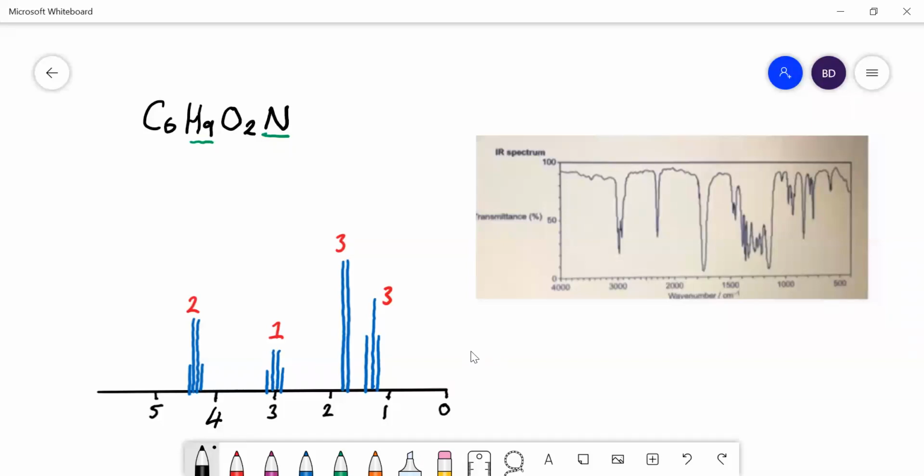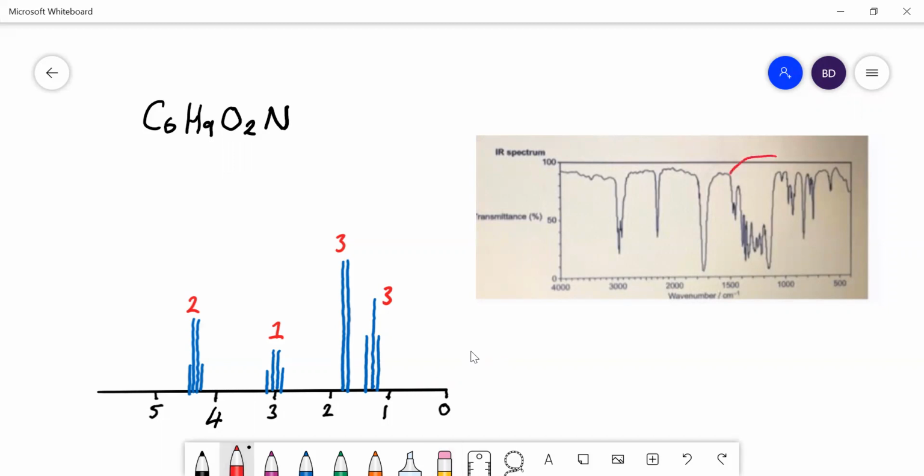We're going to try and find out the structure of this compound here. We've got C6H9O2N. It's got nitrogen in there. Then they give us the infrared spectrum and the proton NMR spectrum on the left there. So let's first of all have a look at the infrared on the right here.